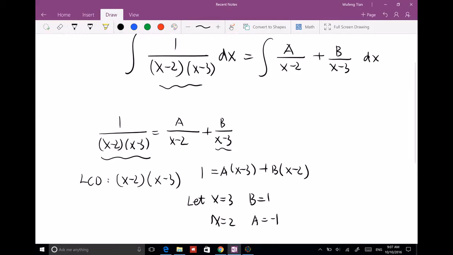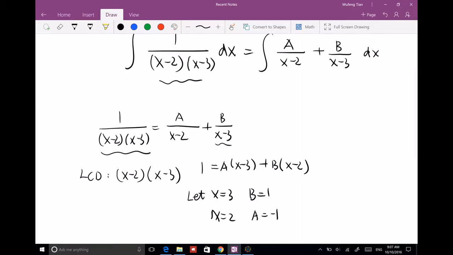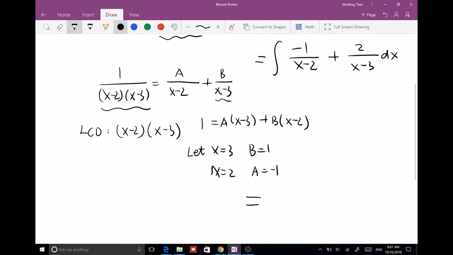Okay, it's pretty simple. We'll just review again very quickly. We got A equals negative 1, B equals 1. Then the whole integral becomes negative 1 over x minus 2 plus 1 over x minus 3 dx. The first one is just a simple ln integral, so it's negative ln of x minus 2. And the second one is ln of x minus 3. Wait, I don't have 2, it's positive 1. So it's ln of x minus 3 plus C.